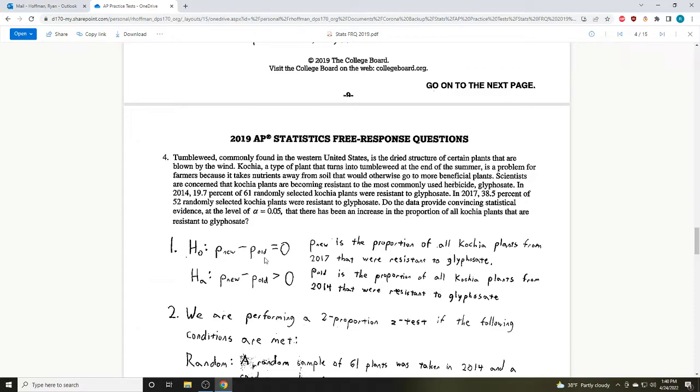And it's a one-sided test because we're looking for there to be an increase in that proportion. So that's a one-sided test, and the new should be more than the old. The 2017 proportion should be greater than the 2014 proportion. So your alternative hypothesis should reflect that.